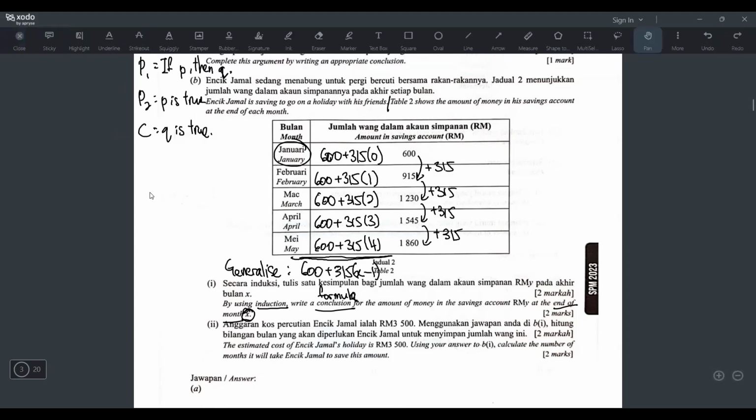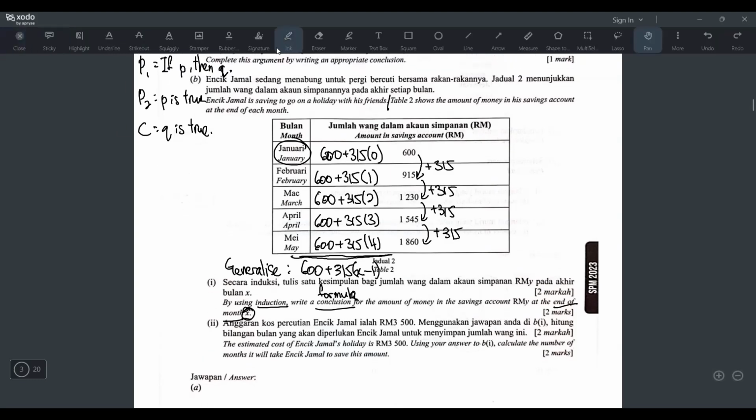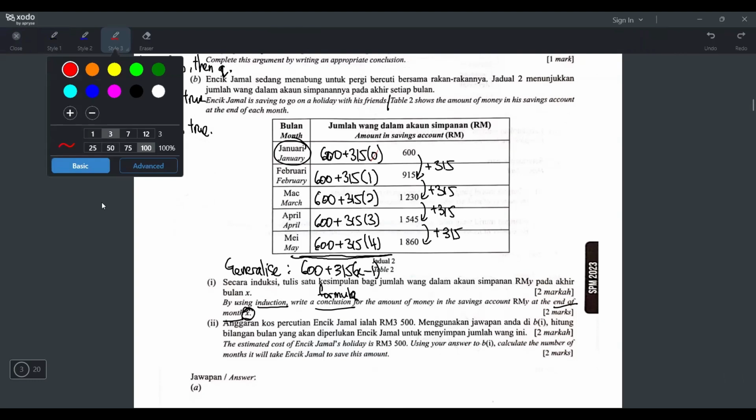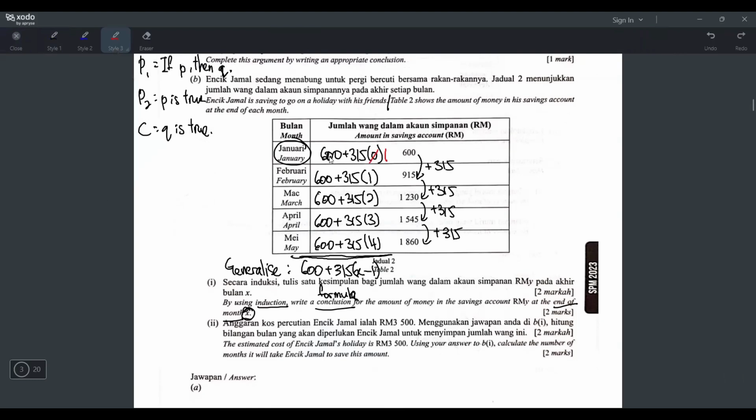Okay, let me explain in detail using another way. So, imagine if you want this to be 1. What change do you have to make here? Because if this one changed to 1, then 600 plus 315 times 1 is not 600 already, right? So what do you have to change here? It means you have to find out another value before 600. You have to find out another value, and that will be your 0 month. You understand, right? Because you want this to be the first month, you don't want it to be at the 0 month, because X represents the end of the month.